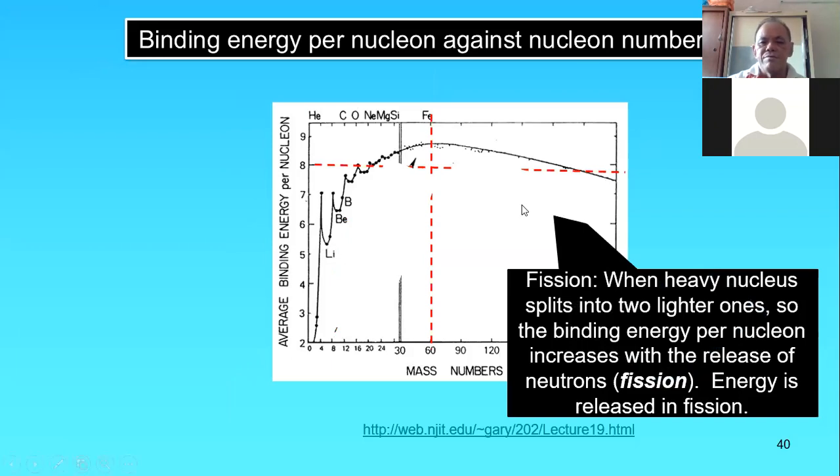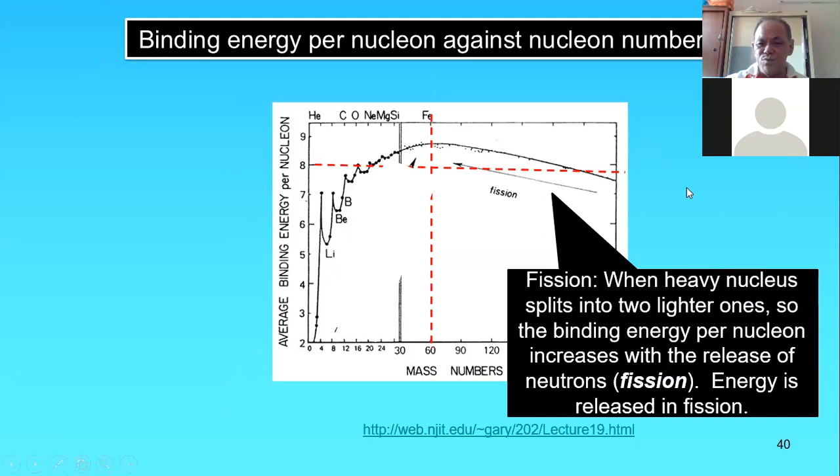And for a heavy nucleus here, when fission occurs, the nucleus breaks into 2 lighter ones. And the binding energy, if it's here, moves up to there. The 2 lighter ones will be somewhere around here. So we can see that the binding energy increases. That's why we call this fission.